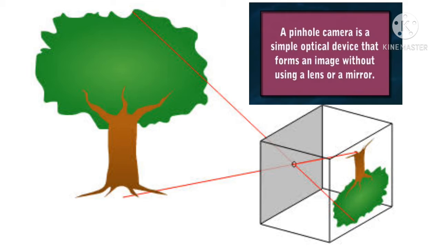A pinhole camera can also be used to take the photograph of an object. If a photographic film is placed on the screen, the pinhole camera can be used for taking photographs. The pinhole is kept small so that only a very small number of light rays pass through it and a sharp image of the object is formed on the screen.